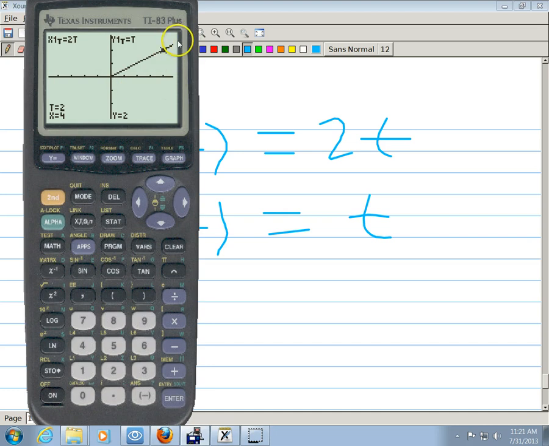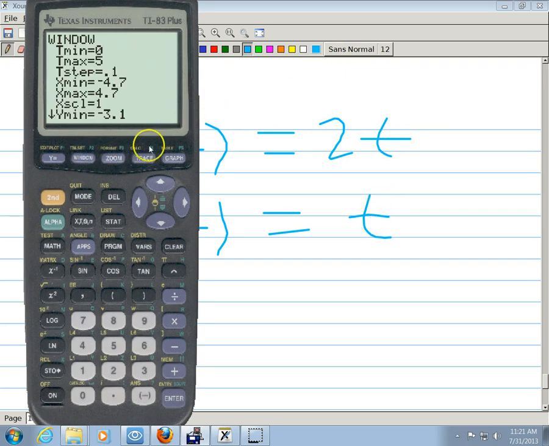But notice I went up for t equals 5. How big does this get if you plug in 5? What's this if you plug in 5? 2 times 5 is 10, and just plug in 5, 5, 10. So my window isn't big enough. Let me change my window. How about if I go from 0 to 5 in x and 0 to 10 in y? So I can see the whole trajectory of my ant.